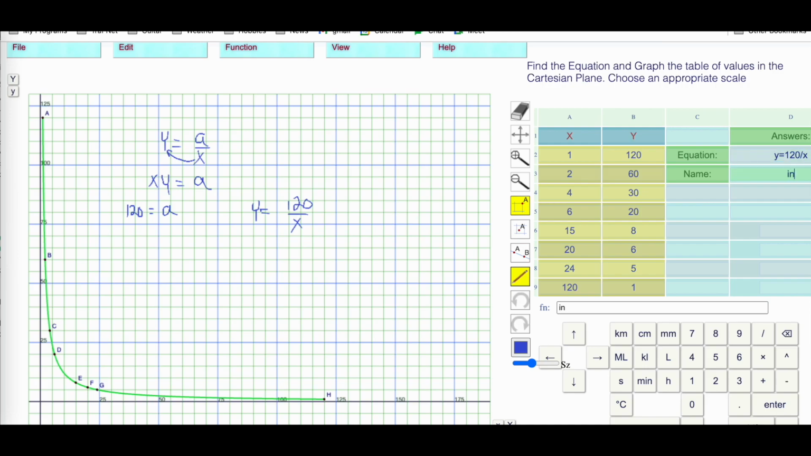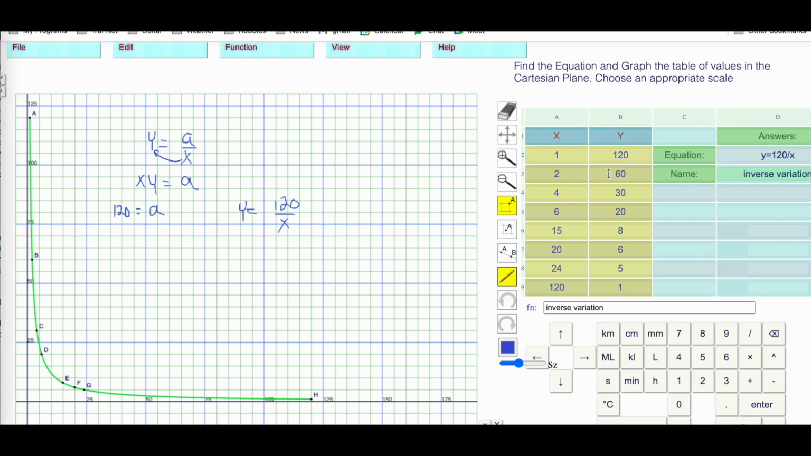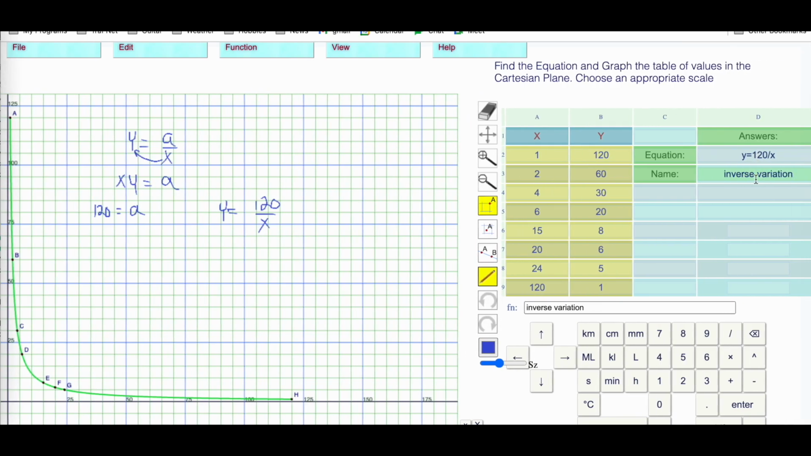This is called inverse variation. We can tell it's inverse variation because as the X's are going up, the Y's are going down. Notice that they're the opposites of each other. We have our equation and we've named the function. Now we can press return to see if we're right.